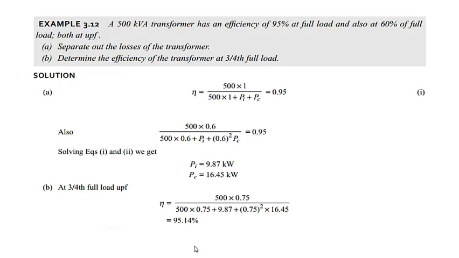You can also calculate its maximum efficiency. That will be equal to K times full load divided by K times full load plus 2 times PI, where K is equal to square root of PI divided by PC. You can also calculate that one, and you will see that it will definitely be greater than 95%, because at 60% it has 95%, and at full load it is 95%. It means it is coming down from there, so the maximum will definitely be greater than 95%.